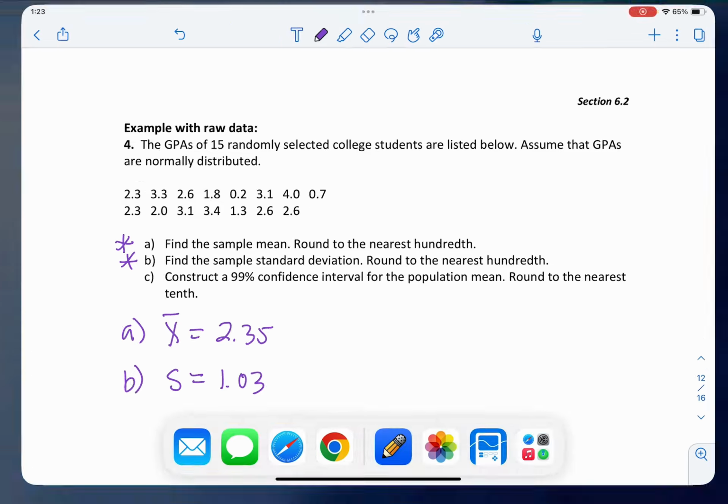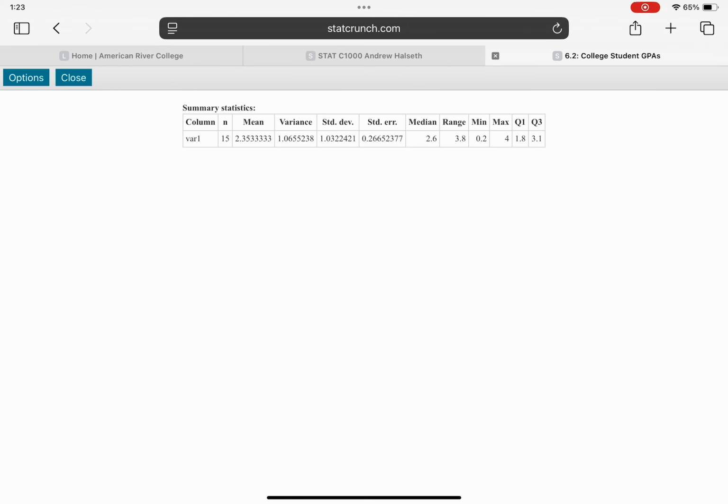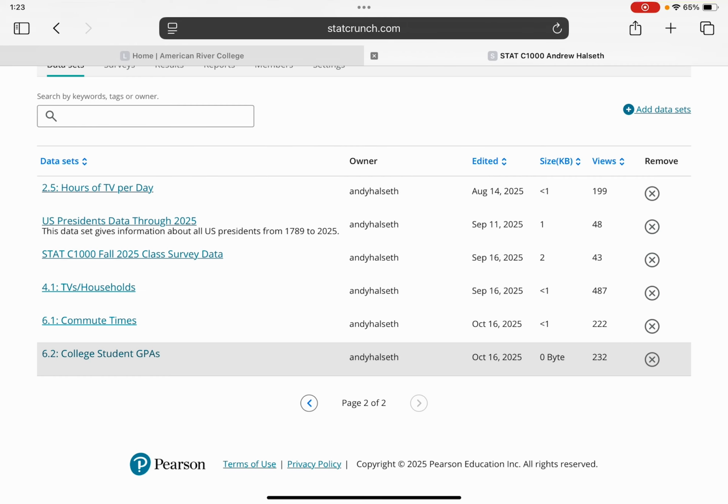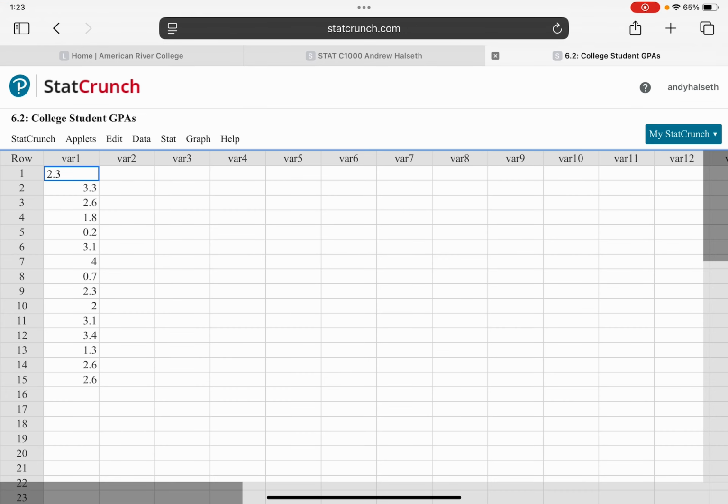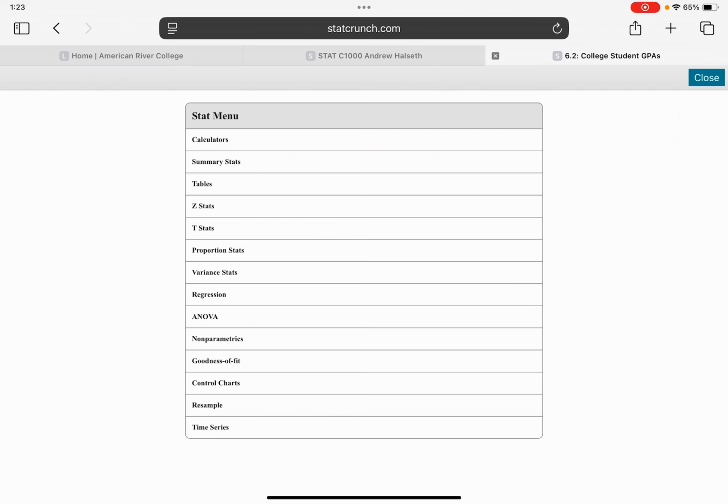So I can go back to StatCrunch. Let's close that out. Oops, I still have my GPA. So I got my data loaded again. Right. I don't know the population standard deviation, so this is a T distribution. So what do I do now? I'm going to go to Stat.